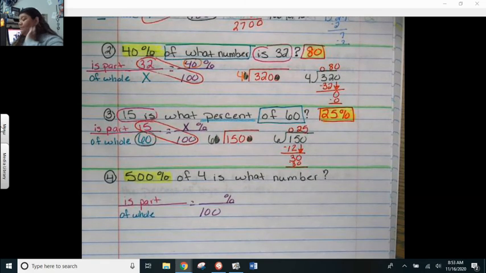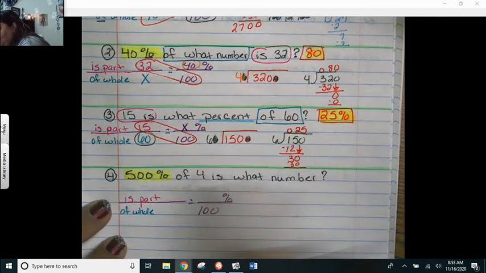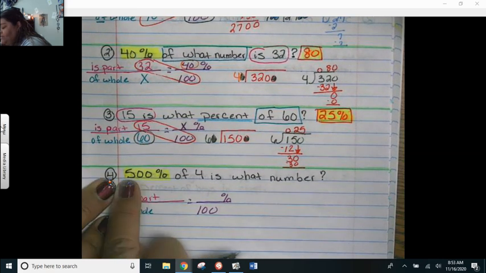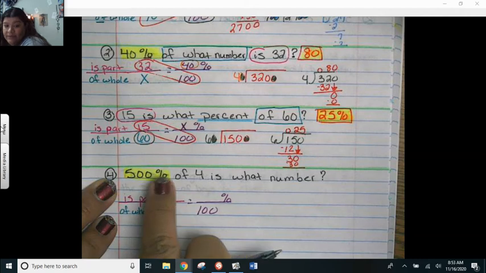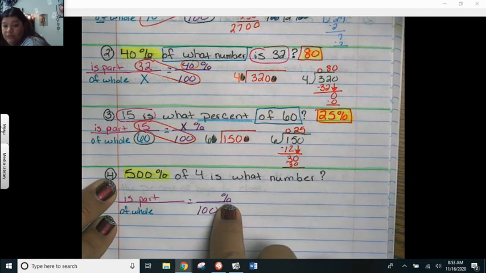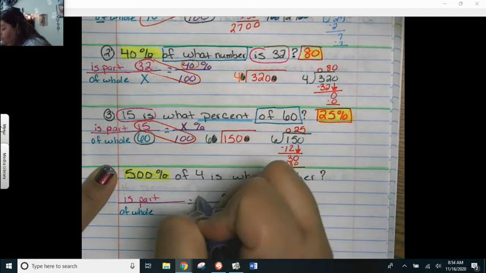Okay, so now let's go searching. Now the first number here is 500%. Since it's a percent and the symbol's right there, I'm going to put it where the symbol for the percent is over my proportion. So the 500 belongs over the 100.